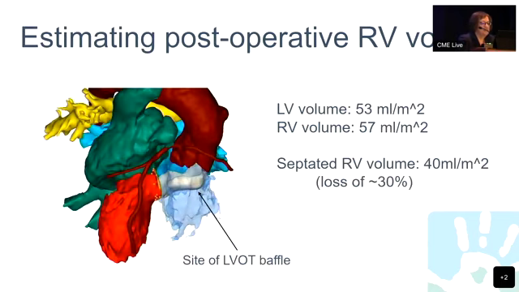So here's a nice 4D MRI reconstruction where we try to estimate the post-op RV volume. The LV is cut away in this picture. I'm sorry, the LV is over here. You can see the site of this potential baffle over to the aorta right here. The LV volume was 53, the RV volume was 57, but by using this type of reconstruction, we can estimate what the volume loss will be to the right ventricle once the septation occurs, and it was down to approximately 40 ml per meter squared, or a loss of about 30%.